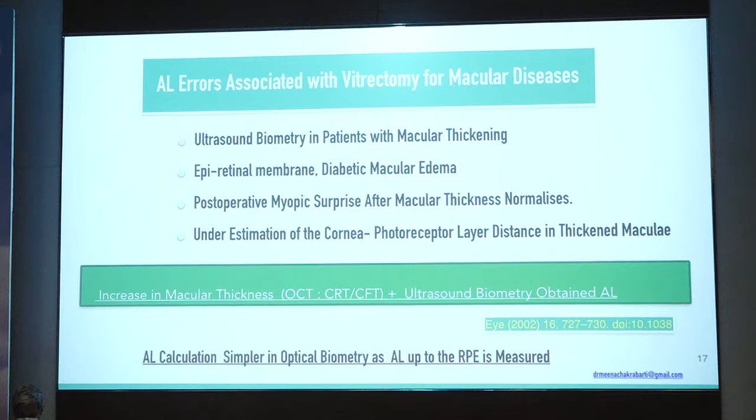And this is another subset of patients, where there are axial length errors associated with vitrectomy for macular diseases, in patients who have a macular pathology and a thickened macula. If you're using an optical biometer, you get a true axial length reading. But if you're using an ultrasound biometer, you measure only up to the internal limiting membrane, and then you measure the retinal thickness and add it to your axial length to get the true axial length.